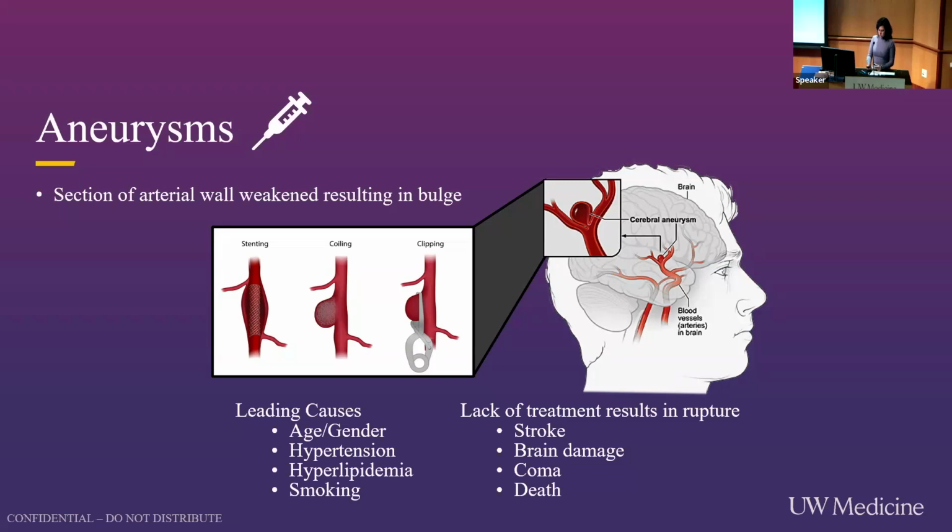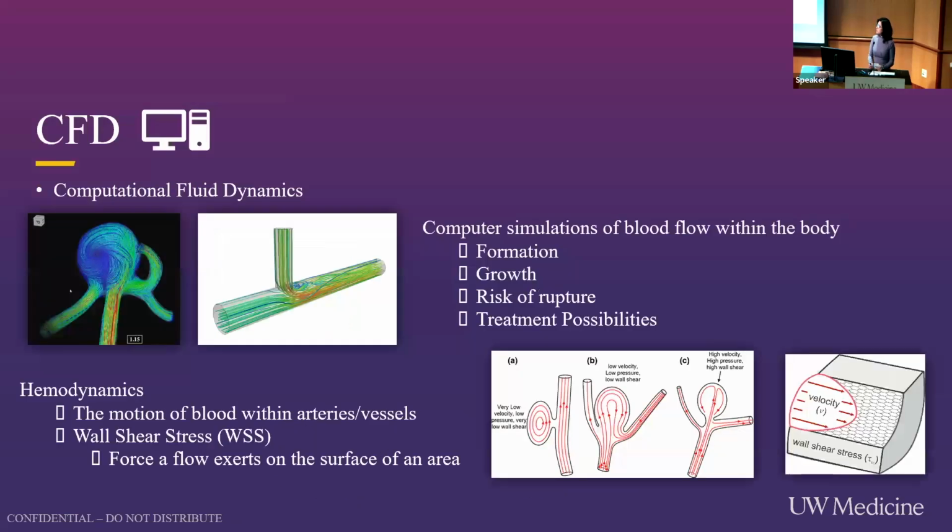Currently, the main methods of treatment include stenting, coiling, and clipping as seen here in this diagram. This is where computational fluid dynamics, otherwise known as CFD, comes in. CFD is applied as an investigative tool to bridge imaging and surgical intervention, utilizing computer simulations to obtain information on blood flow within the body. Uses for CFD include understanding formation, growth, risk of rupture, and treatment possibilities for aneurysms.